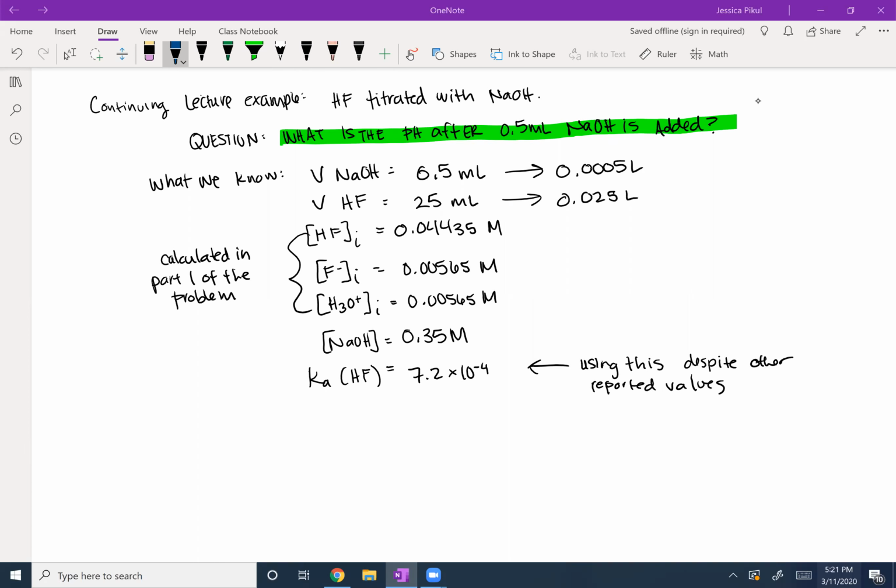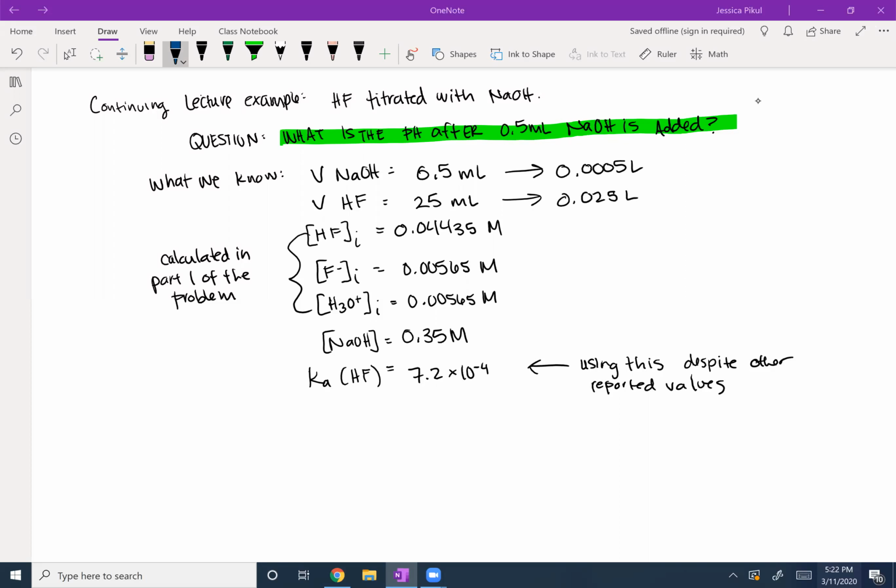In this video, we're going to continue our lecture practice problem. Where we left off, we calculated the pH initially, at the half equivalence point, at the equivalence point, and after 4 milliliters of sodium hydroxide had been added to about 0.05 molar hydrofluoric acid. And we left with a question: what would be the pH after about 0.5 milliliters of sodium hydroxide was added?